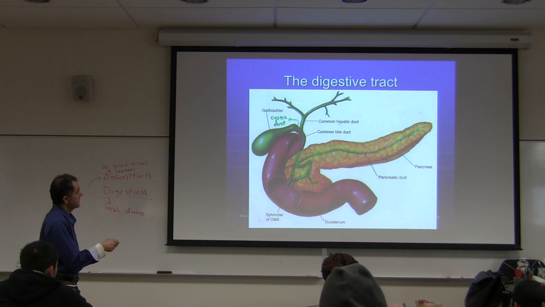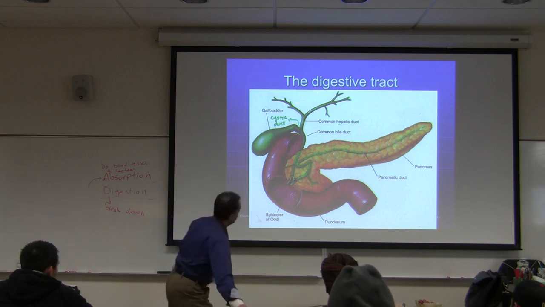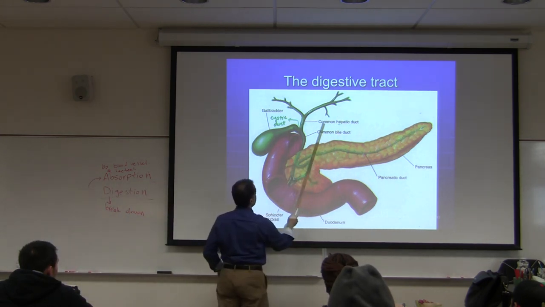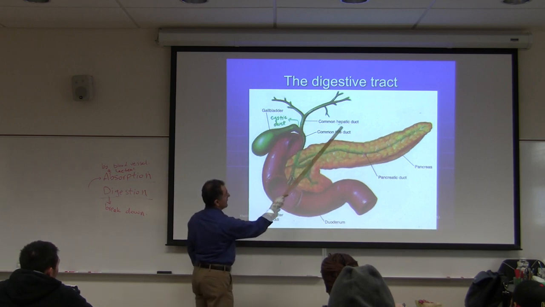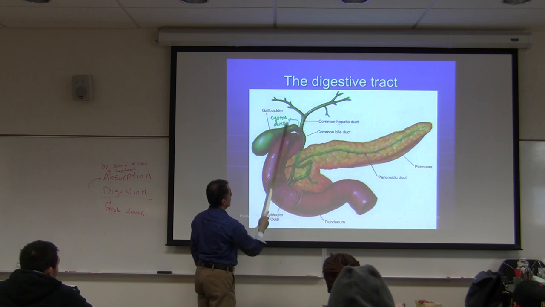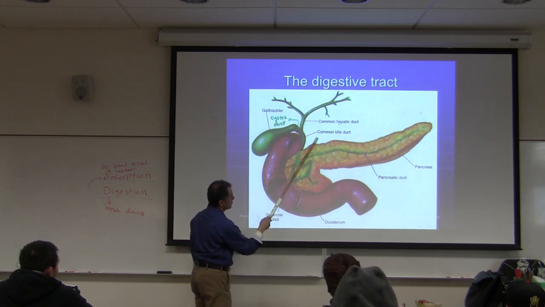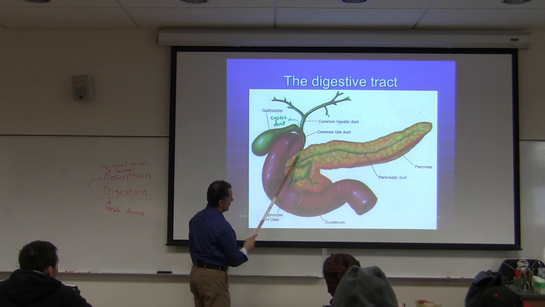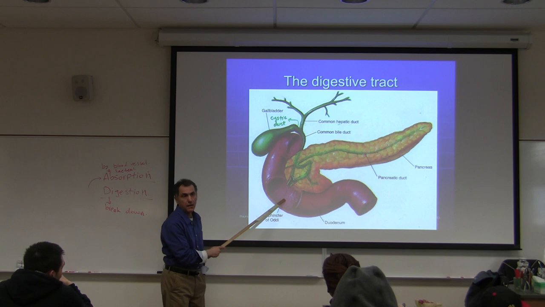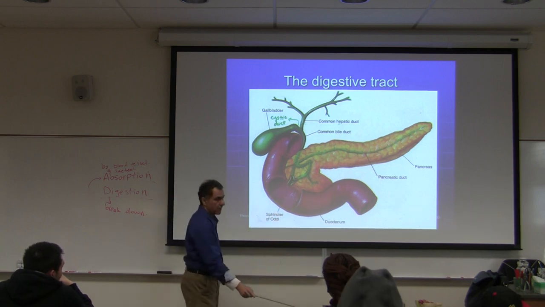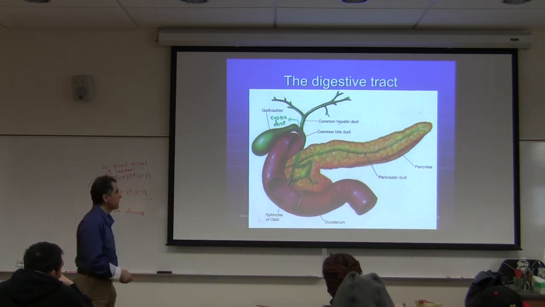Here is a liver. All of this is liver. All of this is liver here. When bile is made in the liver, it is dumped into the common hepatic duct. From the common hepatic duct, the gallbladder stores some of it. Some of it comes down to the common bile duct. And the common bile duct ends up in the duodenum to break down fat. Okay. So that's the function, making bile.